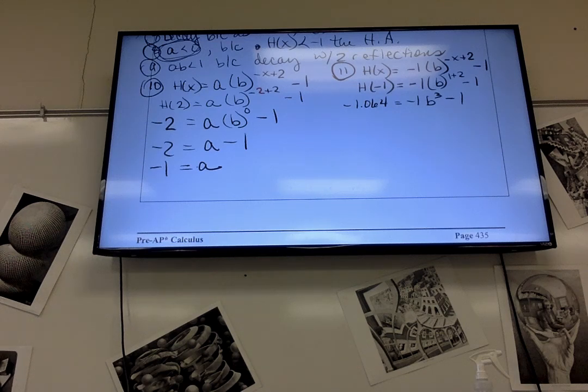So we were just about to find b, and we could use a calculator on this, probably be quite helpful. If I add 1 to both sides, I get negative 0.064 equals negative 1 b cubed, or just negative b cubed, same thing. And then we would divide by negative 1, and b cubed equals 0.064.